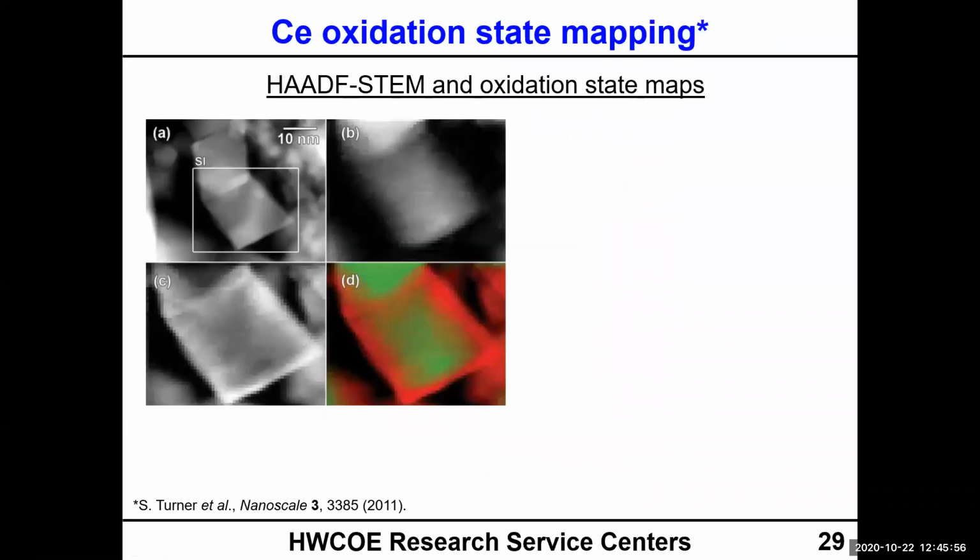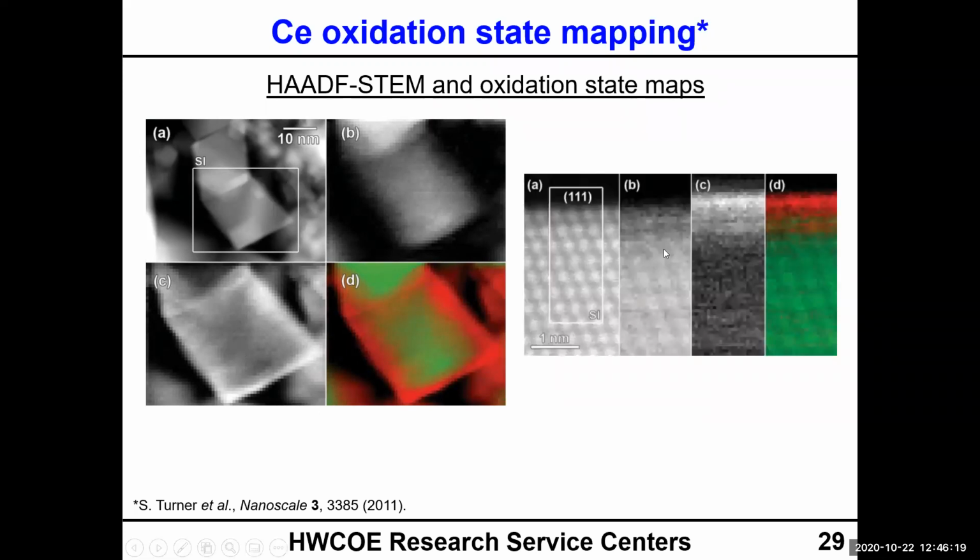Okay, so how detailed can you do this? What they did here was they mapped the oxidation state around the edge of a cerium particle. The red corresponds to one oxidation state, the green corresponds to another. And you can see that you have a preference for one oxidation state on the edges of the particle, on the surface, if you will.